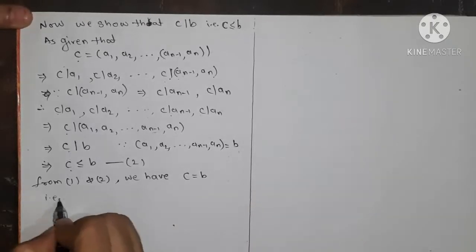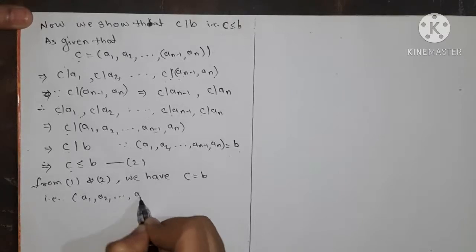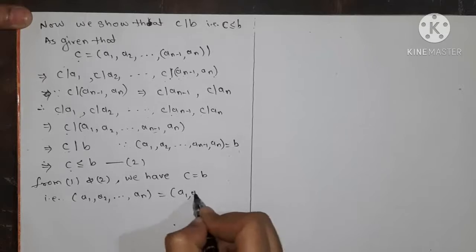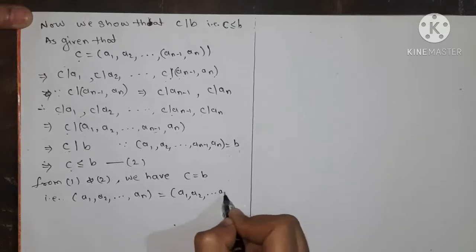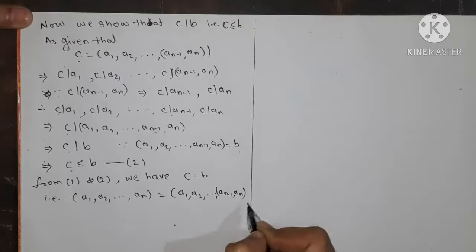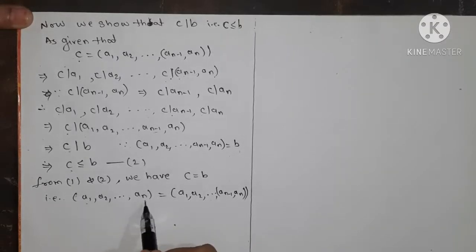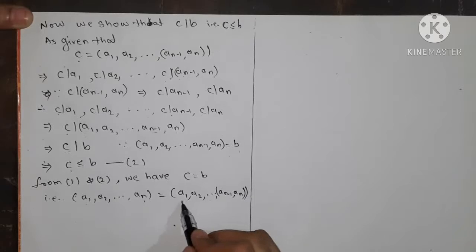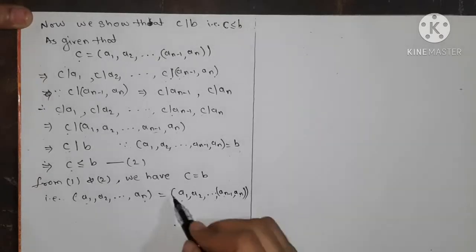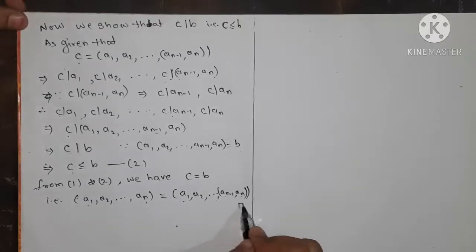That is, the GCD of a1, a2, ..., an is the same as the GCD of a1, a2, and so on, up to the GCD of an minus 1 and an. So to find the GCD of these integers, firstly find the GCD of an minus 1 and an, and then find the GCD of all these integers. Hence the proof.